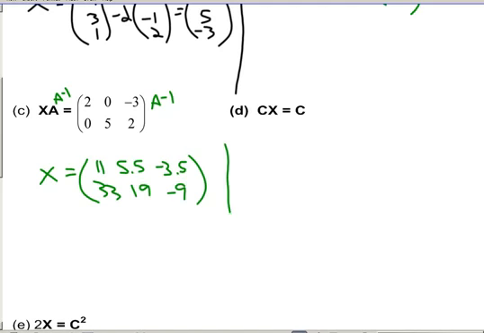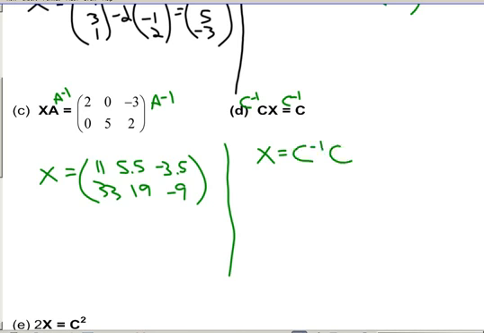All right, D, this should not take long at all. We've got Cx equals C. I'm going to want to pre-multiply both sides by the inverse of C, assuming it exists. And we know it exists because we already found its determinant, and we even found the expression for the inverse of C. So X then is going to be C inverse times C.